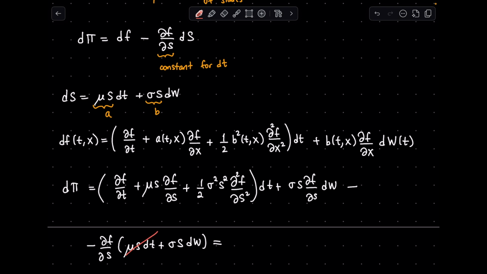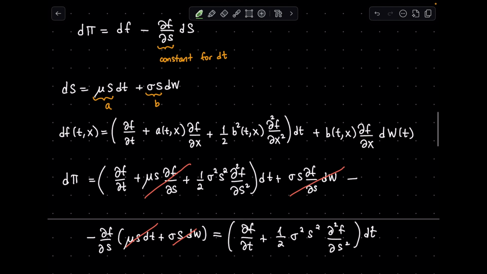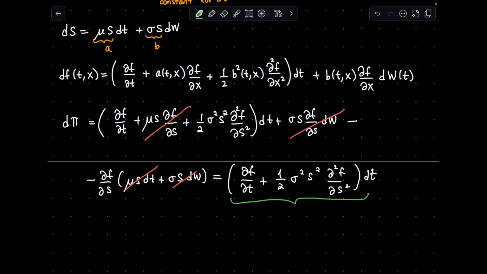So this term will cancel with this, and this term will cancel with that term. Overall, we are left with an expression that only has a drift dt term, but no diffusion term with dw. So if we don't have dw, there is no stochasticity or uncertainty. Namely, this is a risk-free portfolio.